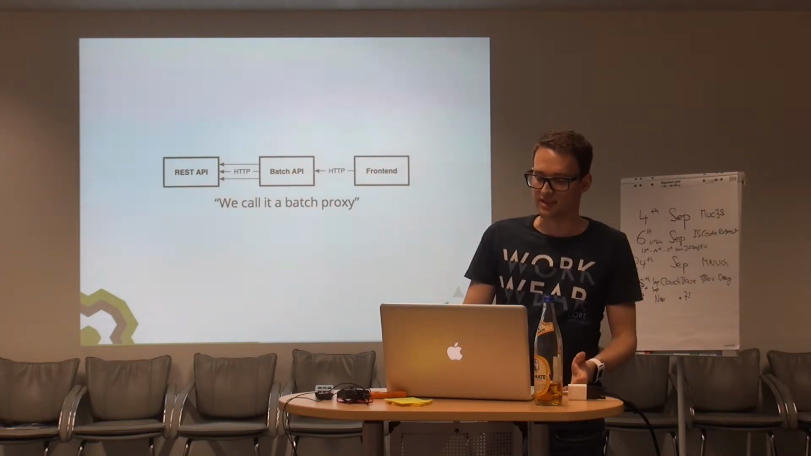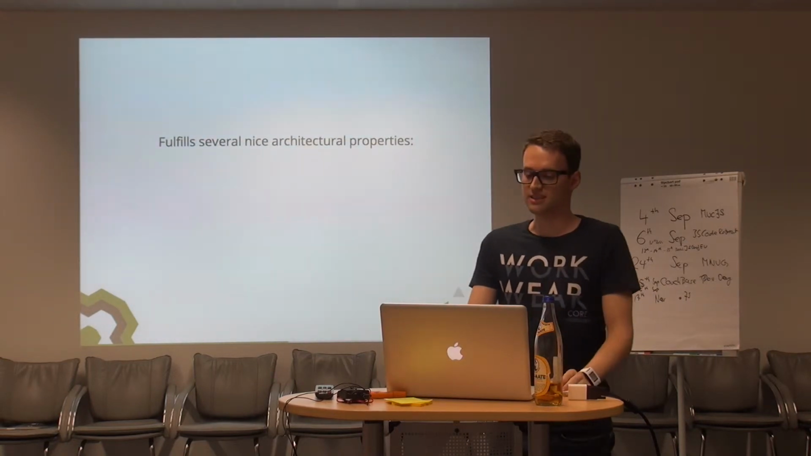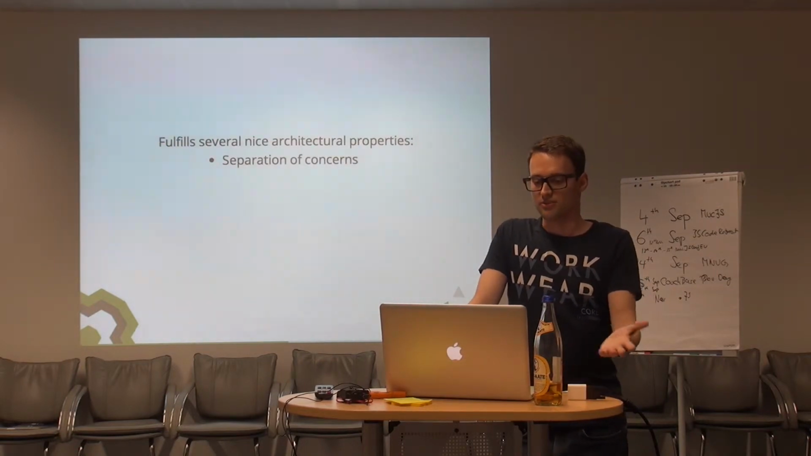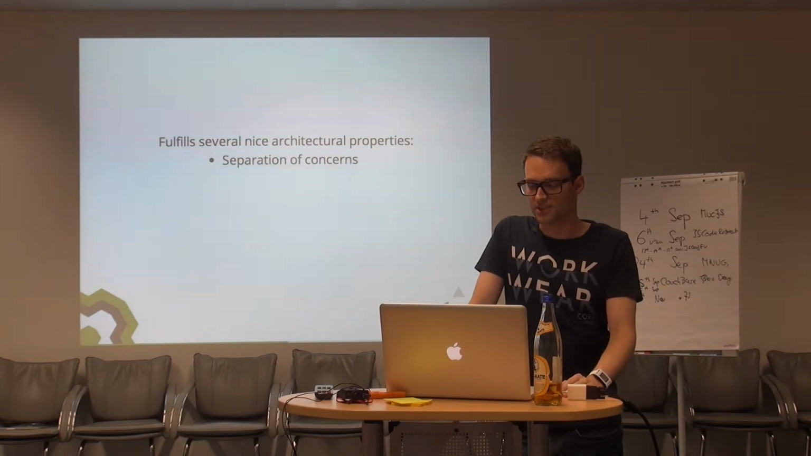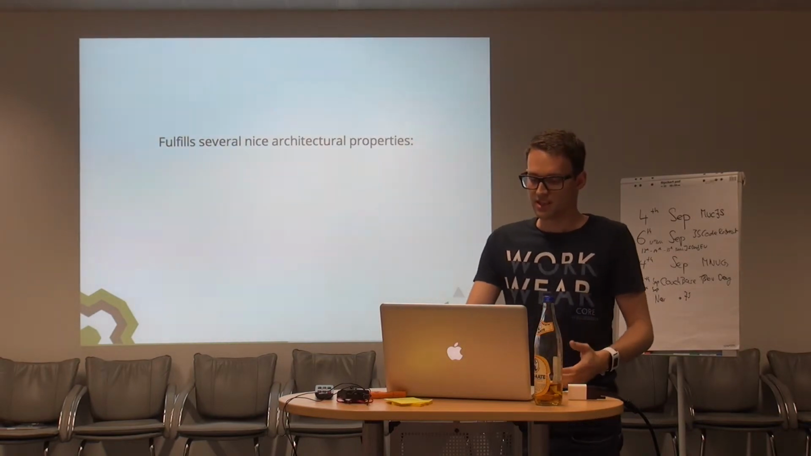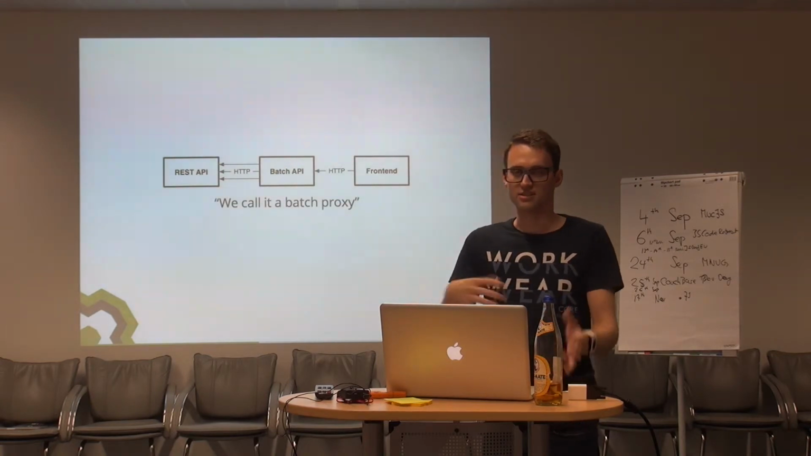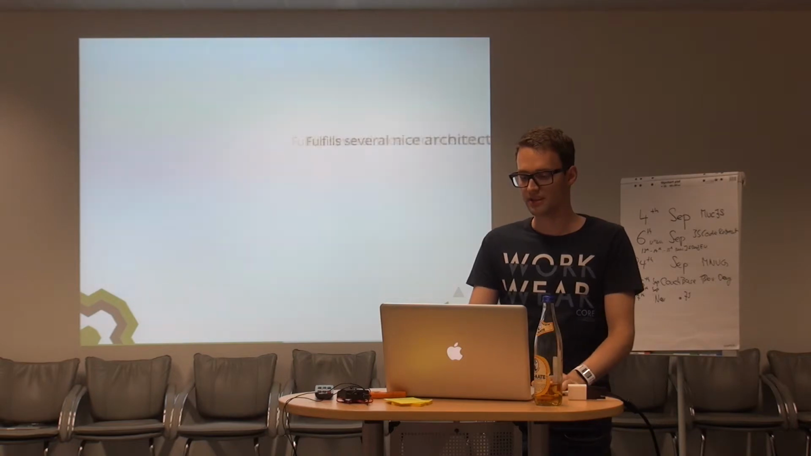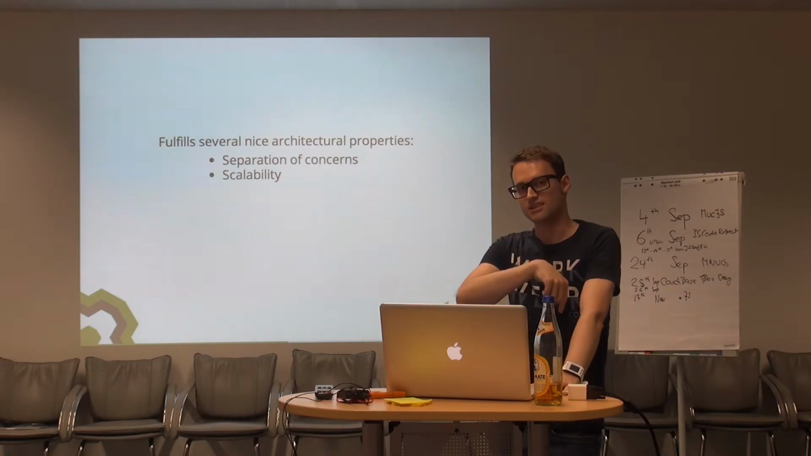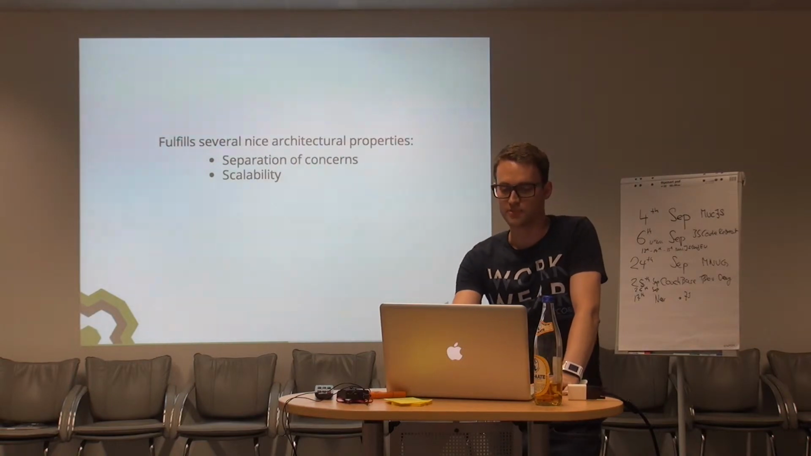It's quite an easy concept, but it's really clean, and it has a few nice properties. First of all, it's separation of concerns. This is one of the most basic principles in software engineering. You have a nice service-oriented architecture in this way, because you can see the REST API as a service and the batch API as a service, and the front end just uses them and you couple them together. You have good scalability because you can scale the REST API individually to the batch API, however you need it.